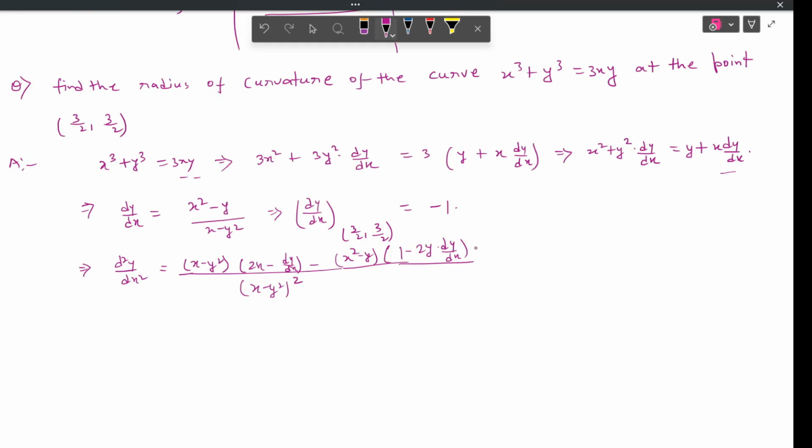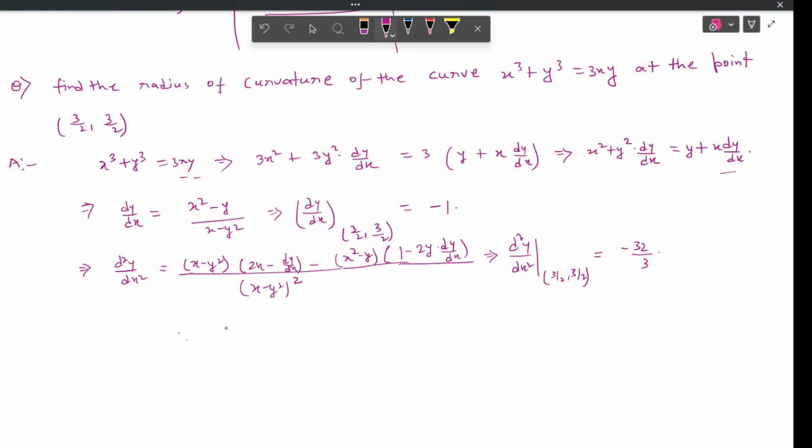Okay. Now let us find out d2y by dx2 at (3/2, 3/2). So put 3/2 in place of x and put 3/2 in place of y and put minus 1 in place of dy by dx. You will get d2y by dx2 as minus 32 by 3.